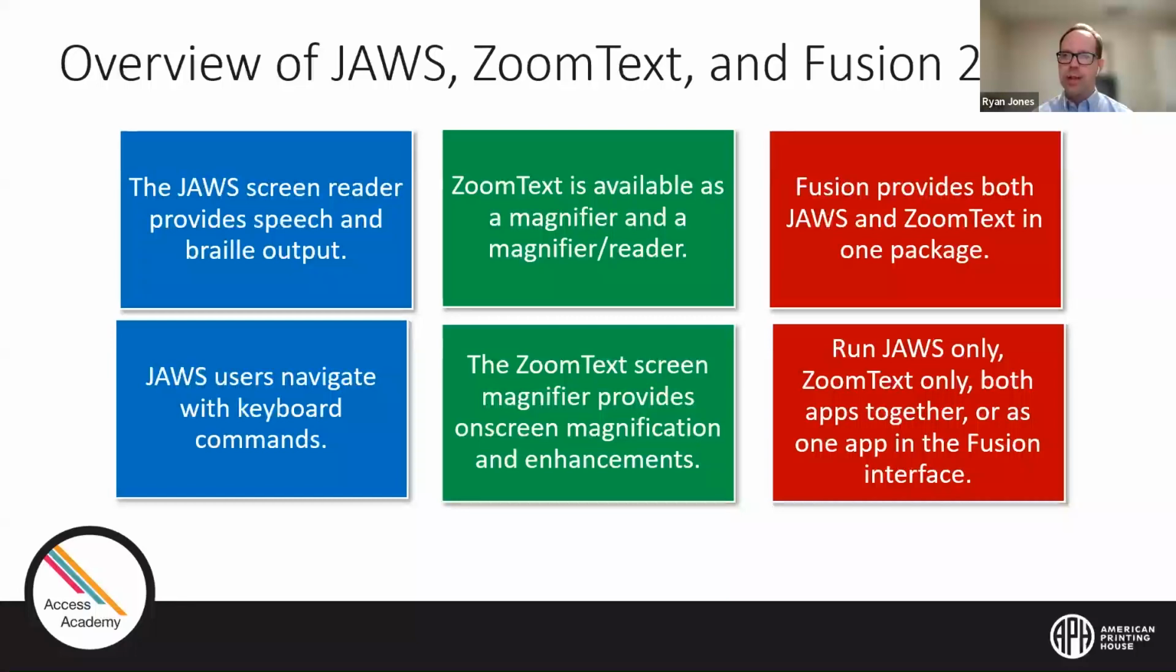So there's ZoomText, and then there's ZoomText Magnifier with speech. So there are two versions of ZoomText. The first version, ZoomText Magnifier, has no speech functionality at all. It's just geared for someone using their eyesight. However, there is ZoomText Magnifier with speech, which has some basic speech functionality. It's not going to be near the level of JAWS. It's not supposed to be.